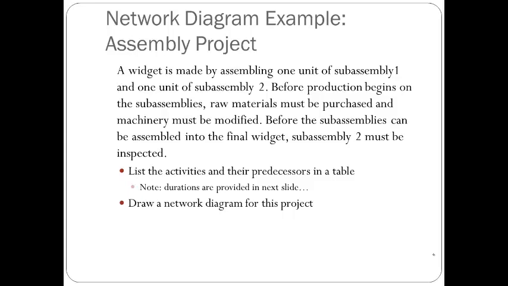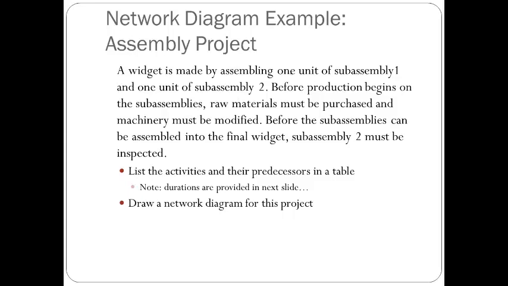A widget is made by assembling 1 unit of subassembly 1 and 1 unit of subassembly 2. Before production begins on the subassemblies, raw materials must be purchased and the machinery must be modified. Before the subassemblies can be assembled into the final widget, subassembly 2 must be inspected. Okay, so that's an assembly project which contains several activities. We're going to first list activities and identify their predecessors in the table so that we can draw the network later. Okay, so let's work on this together.